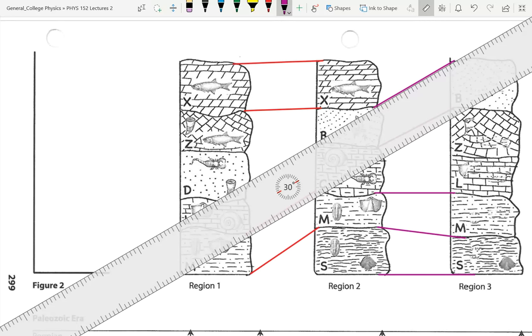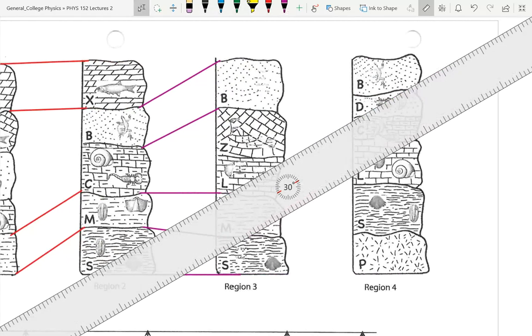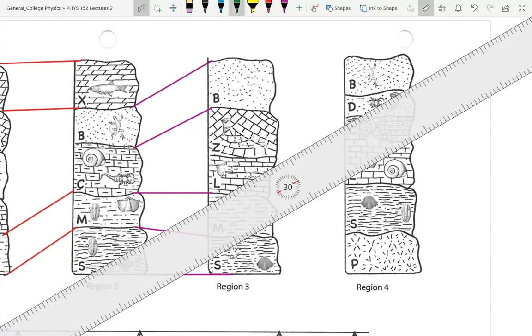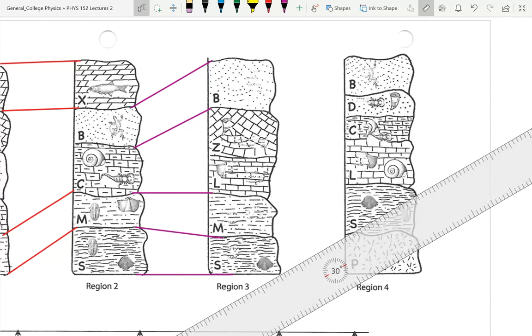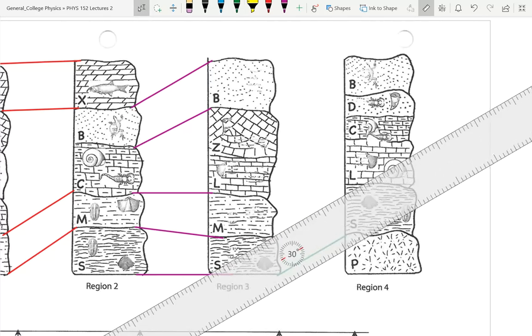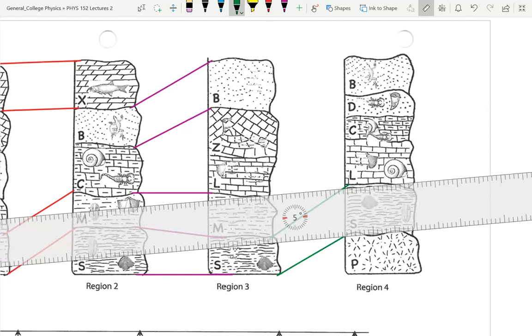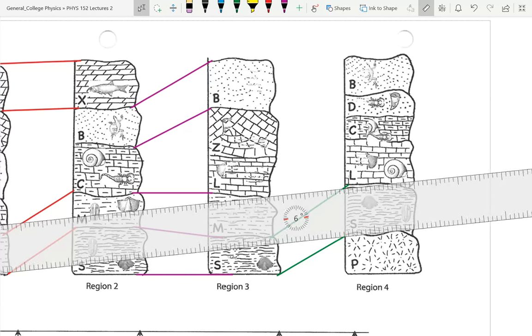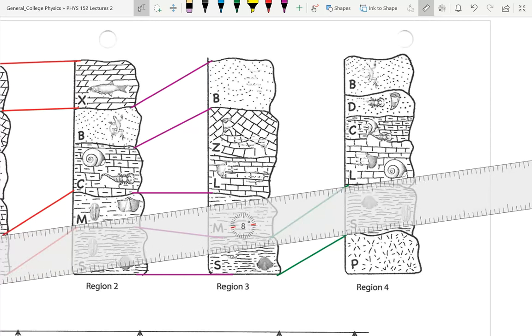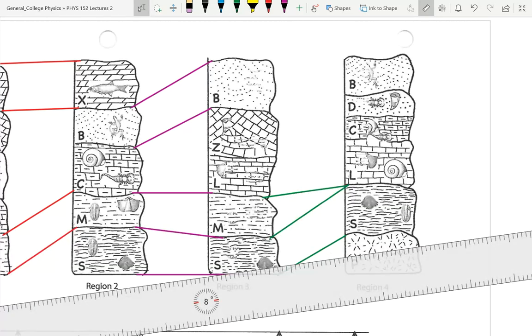Okay, now I'm going to continue on to the last one because we have more things that we learned from this last one. So down at the bottom, S to S, top of S to top of S, bottom of L to bottom of L, and now you have something interesting that we didn't have yet. What do I have when I go bottom of L to bottom of L to bottom of L? A triangle.